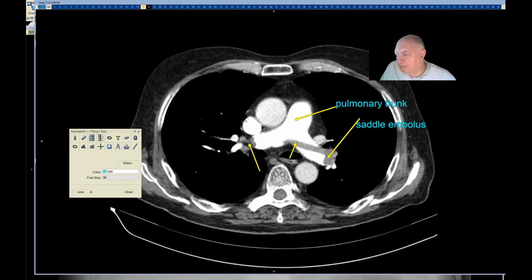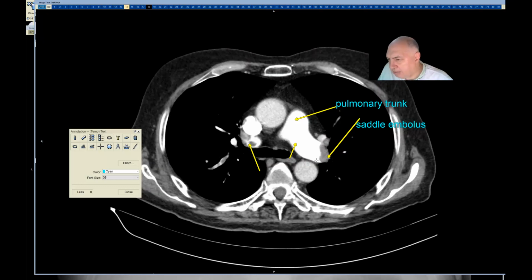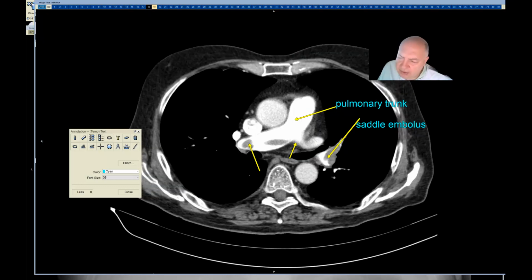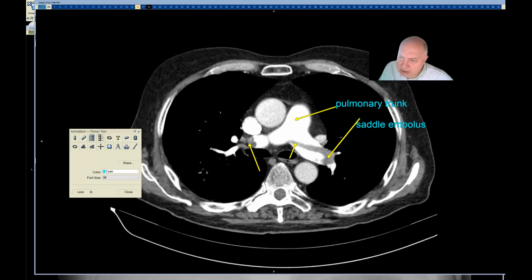So we have sclerotic metastasis, a saddle embolus, and we also have liver metastasis and bone metastasis. So this is basically diffuse metastatic disease. Patient is on chemotherapy and has developed pulmonary embolus, probably from a clot in the legs. So that's the diagnosis.